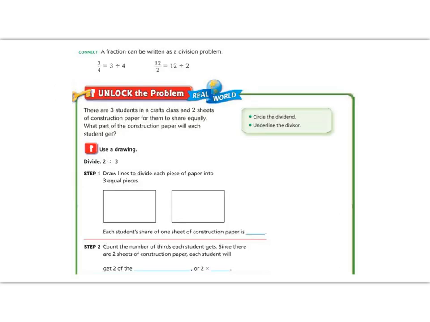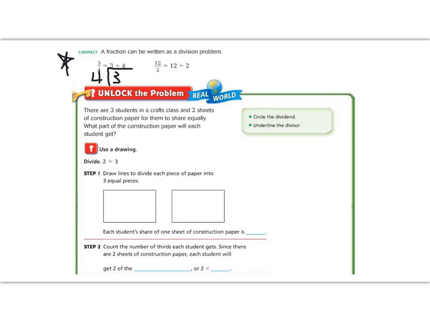Hello, 5th graders. I'm going to start by talking about the part above the unlock the problem. It's giving us a hint about this lesson. It's showing us that a fraction can also be written as a division problem. For example, if I have 3/4, then that means I have cut my whole group into fourths, so I have 4 pieces, and I have 3 of those pieces, 3/4. I can also think of that as 3 divided by 4, or 3 inside the house and 4 outside. This kind of connection is what we're going to be working on today.